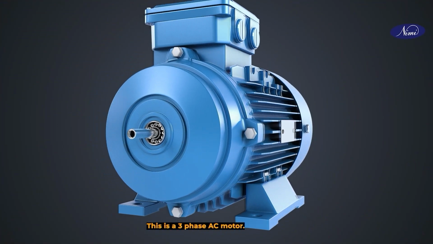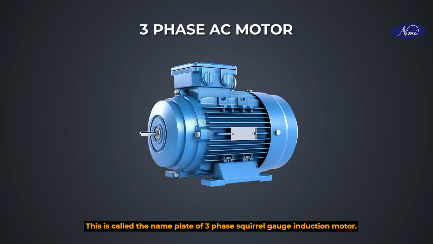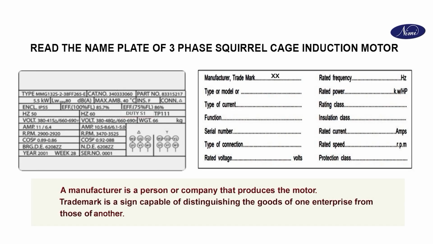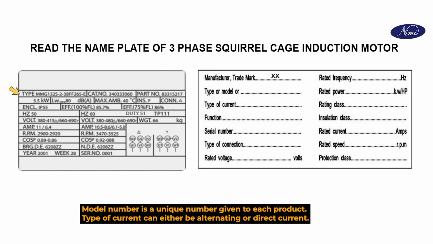This is a three-phase AC motor. This is called the nameplate of this three-phase squirrel cage induction motor. A manufacturer is a person or company that produces the motor. Trademark is a sign capable of distinguishing goods of one enterprise from another. Model number is a unique number given to each product. Type of current can either be alternating or direct current.